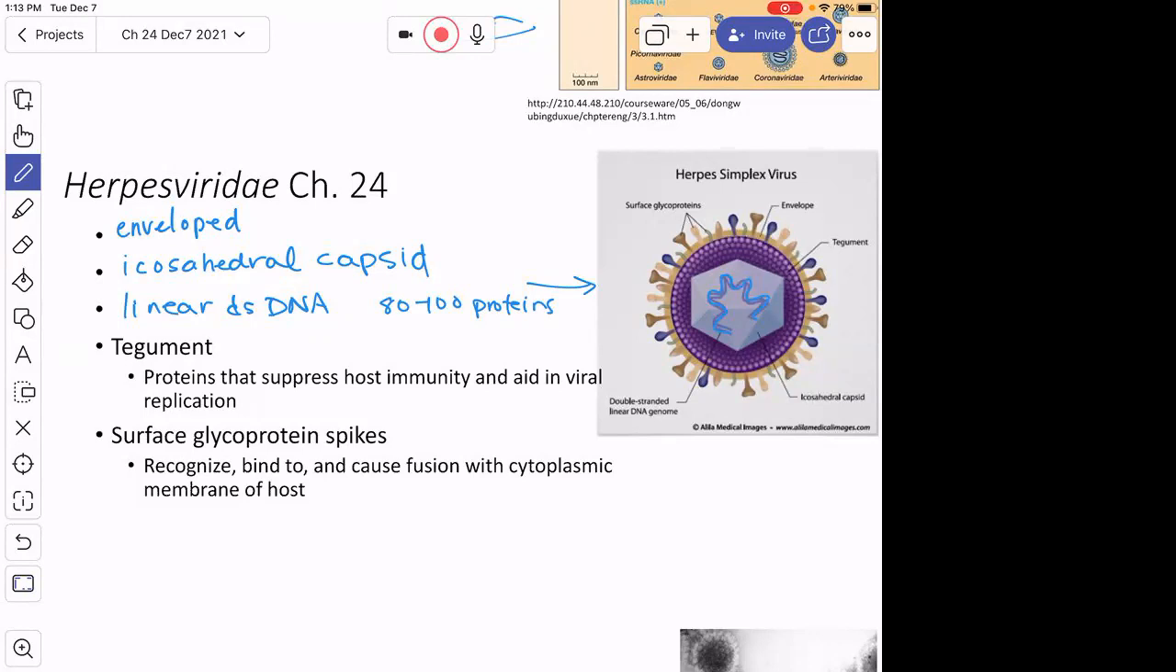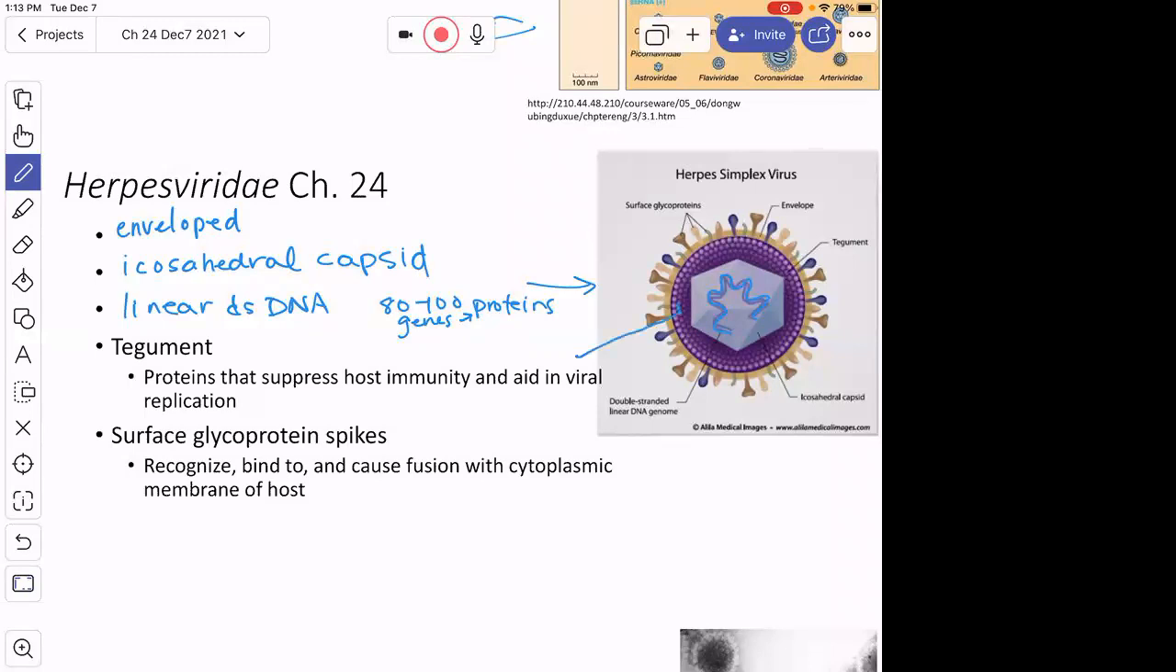Smallest virus, remember, only has about 4 genes. So 80 to 100 genes that encode for about that many proteins. What's fairly unique about Herpesviridae, there are a few other viruses that have a tegument as well, but Herpesviridae have a very pronounced tegument, and that's drawn in purple over here.